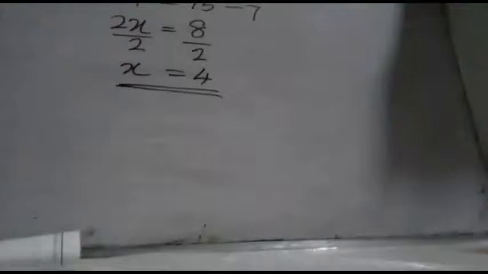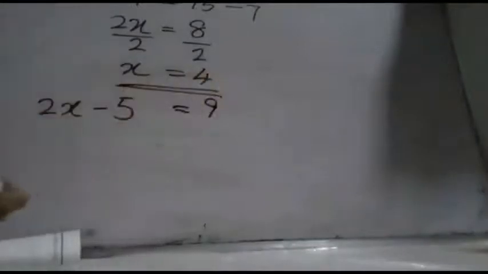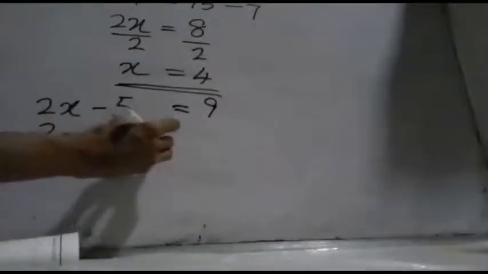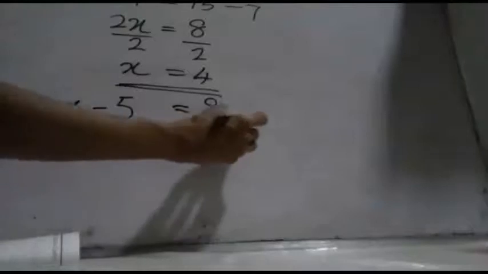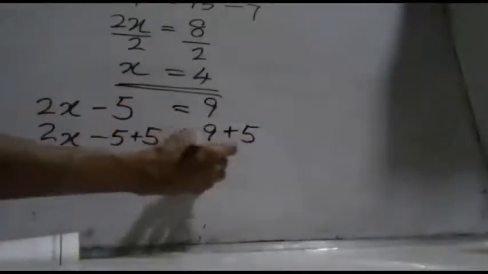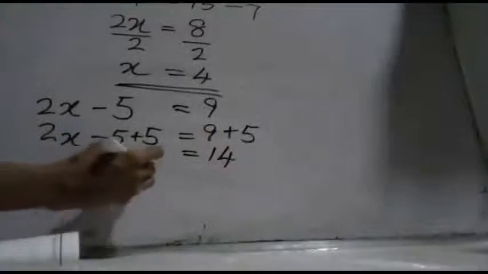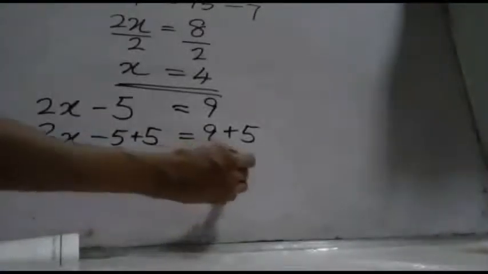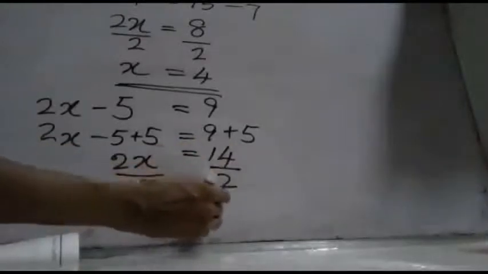Next one. 2x subtract 5 is equal to 9. Here subtract 5. We add 5 to both sides. 9 plus 5 is equal to 14. 2x is equal to 14. Both sides divide by 2. x is equal to 7.